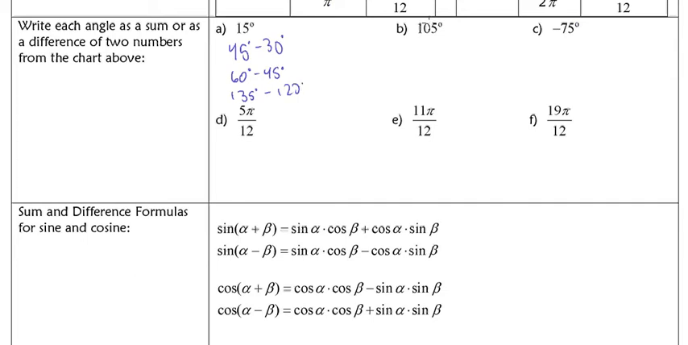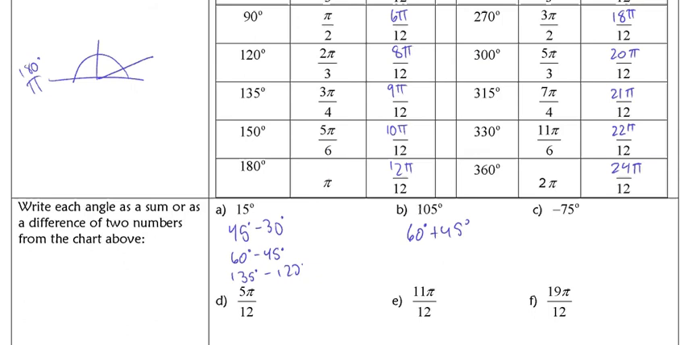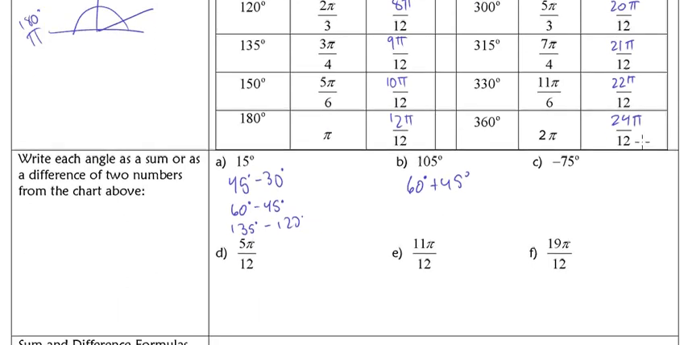So 105 degrees. This one's a little bit bigger, so you can write it in terms of a sum as well. For example, it could be 60 degrees plus 45 degrees. And then as a difference, let's see, let's go 135 minus 30. 135 degrees minus 30 degrees would get us 105 degrees.